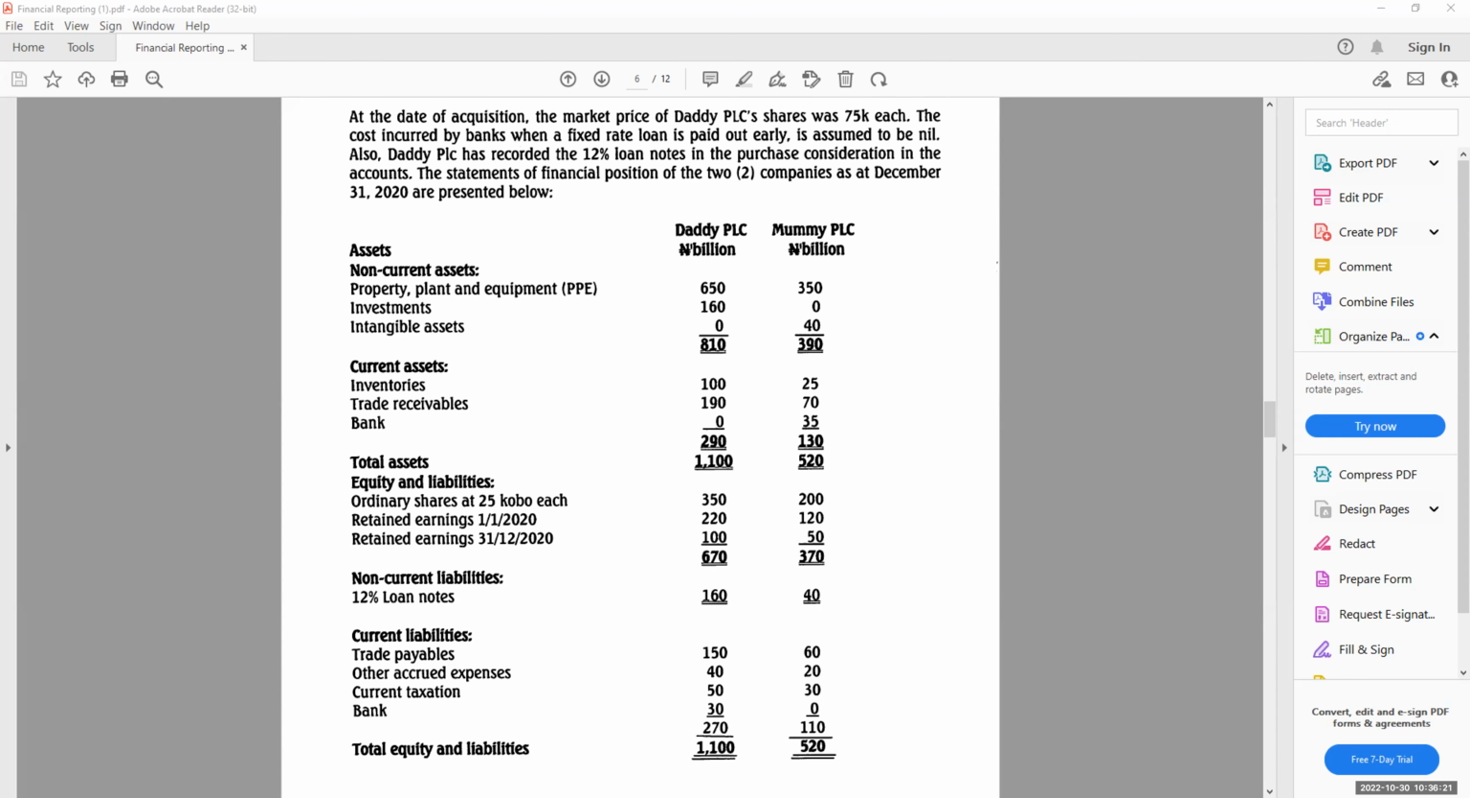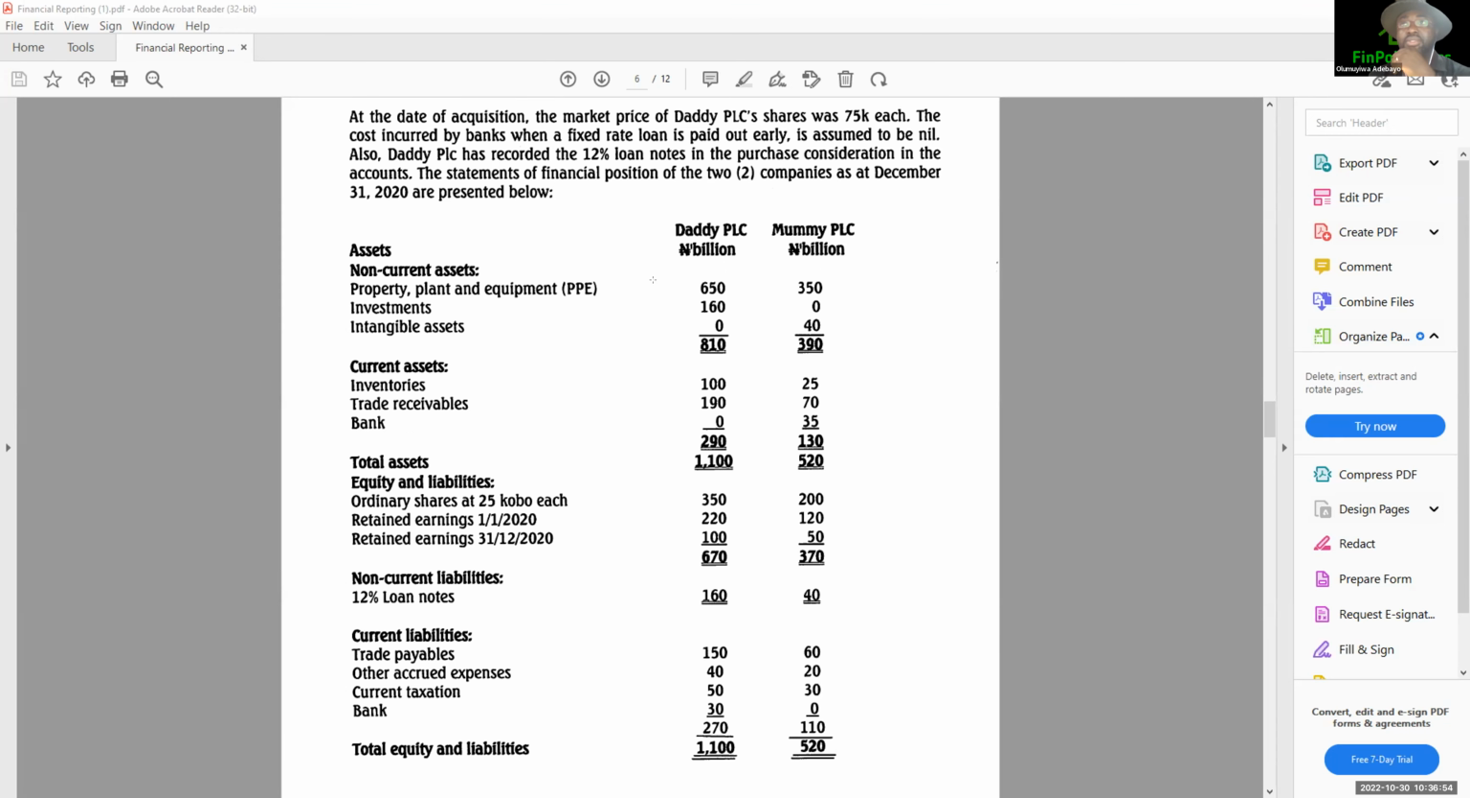Equity and liabilities, we have ordinary shares at 25 kobo each. Retained earnings as at 1st of January 2020, and retained earnings as at 31st December 2020. For the non-current liabilities, we have 12% loan notes. For the current liabilities, we have trade payables, other accrued expenses, current taxation, and bank. Okay, thank you very much.